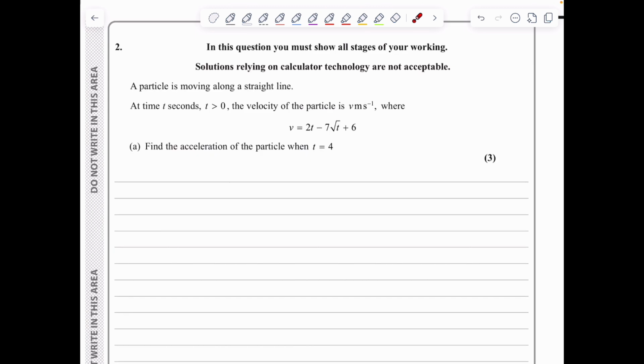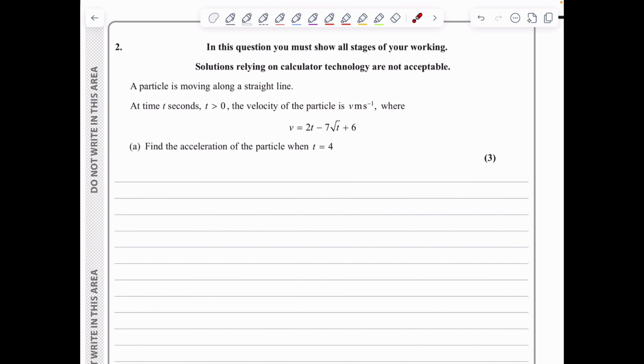In question 2, we need to show all stages of our working, and solutions relying on calculator technology are not acceptable, so we need to make sure that we are showing our method clearly here to claim all marks. Now we're looking at a particle moving along a straight line. At time t seconds, the velocity is given by this expression in terms of t, and we are asked to find the acceleration of the particle when t is 4.